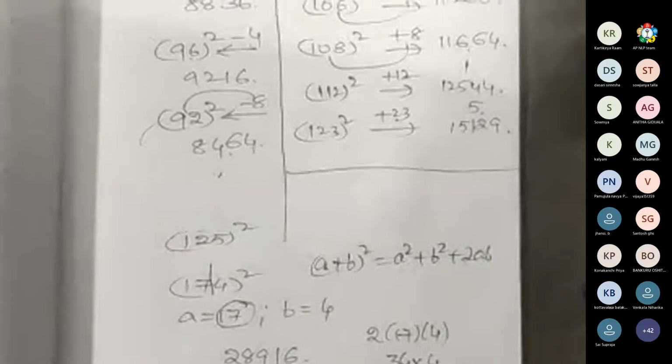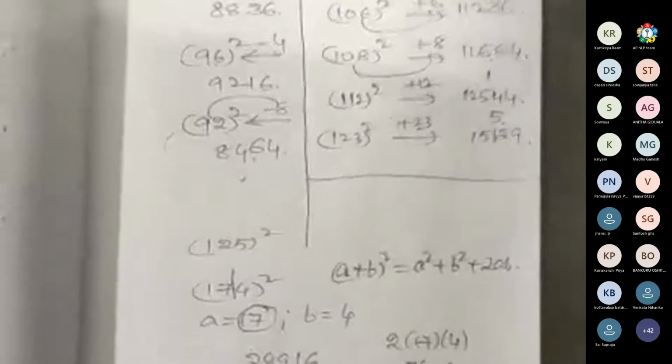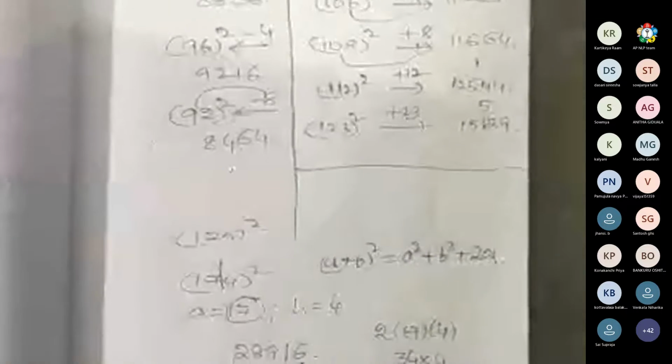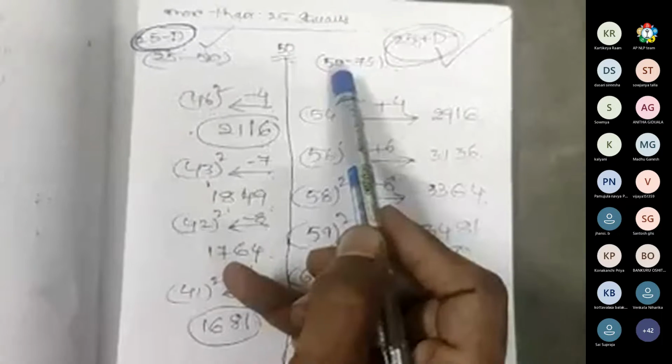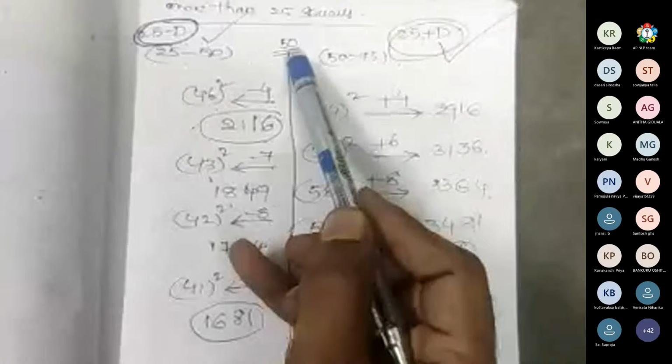Then, for example, 104 whole square is there. So don't worry, I'll explain very clearly in slow manner. So you learn the squares. Again, I'm repeating, don't worry. If the squares range from 25 to 50, take the base number 50. The squares range from 50 to 75 also.